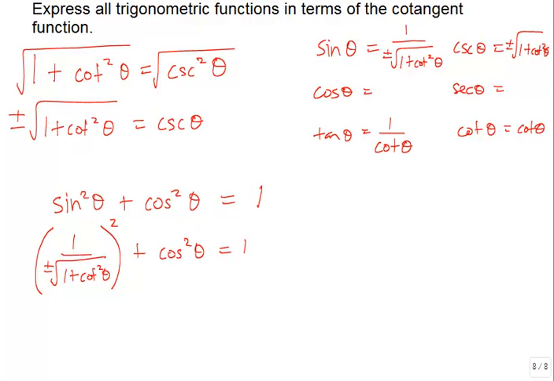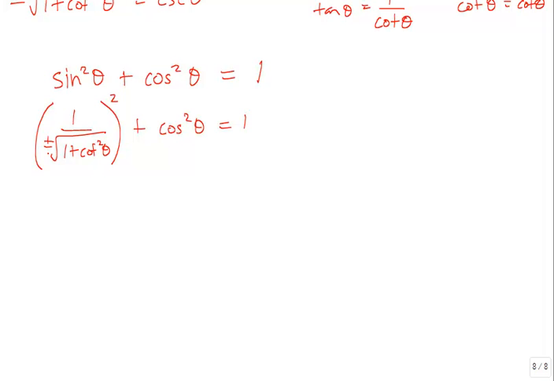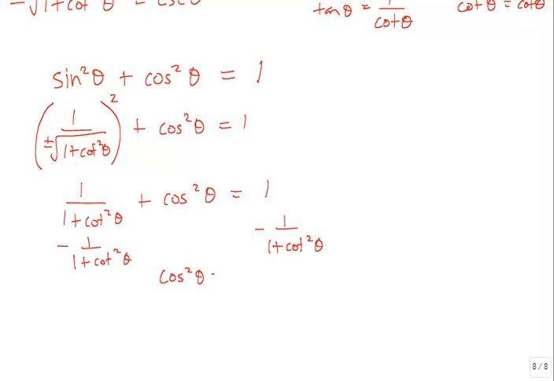So what happens when we square it? Well, the plus and the minus signs are both going to become plus when you square them. The 1 stays 1, and when I square that square root, I lose it. So I just get 1 over 1 plus cotangent squared. So now what I'm going to do is try to isolate this cosine squared so I can solve for it. So I'm going to subtract this entire fraction over to the other side. So we get cosine squared theta equals 1 minus this fraction.